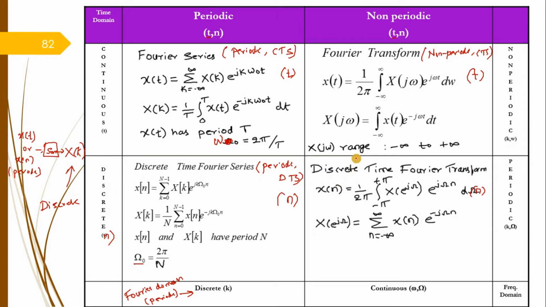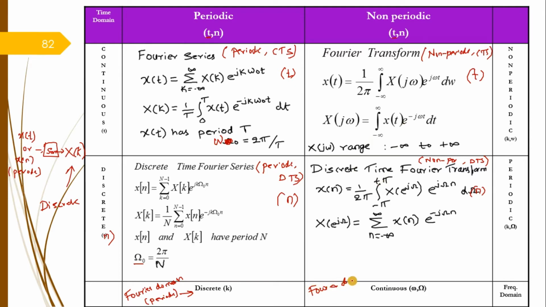For non-periodic and discrete time signals, we have the discrete time Fourier transform. So this is applied for non-periodic, discrete time signals. The independent variable is n. So here you can check what about the Fourier domain.